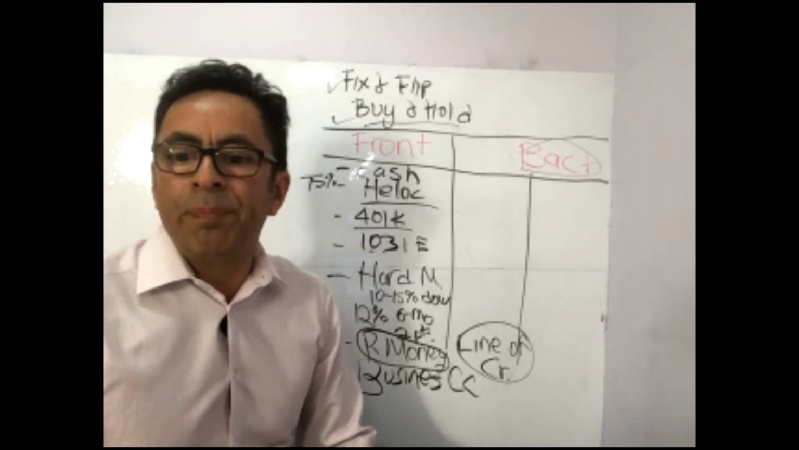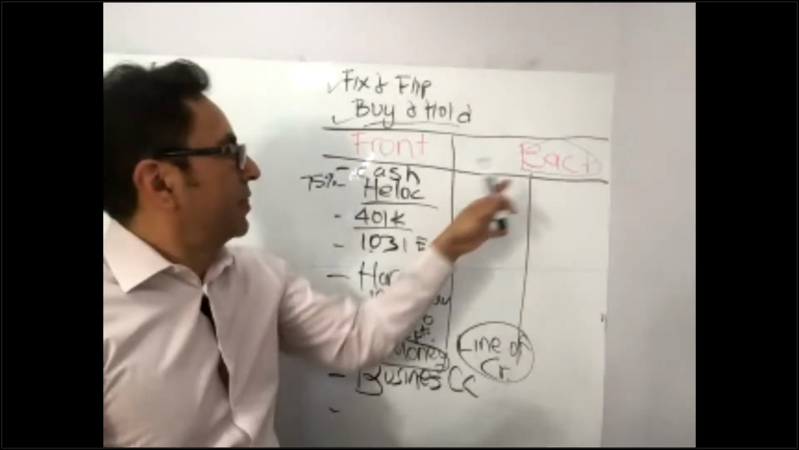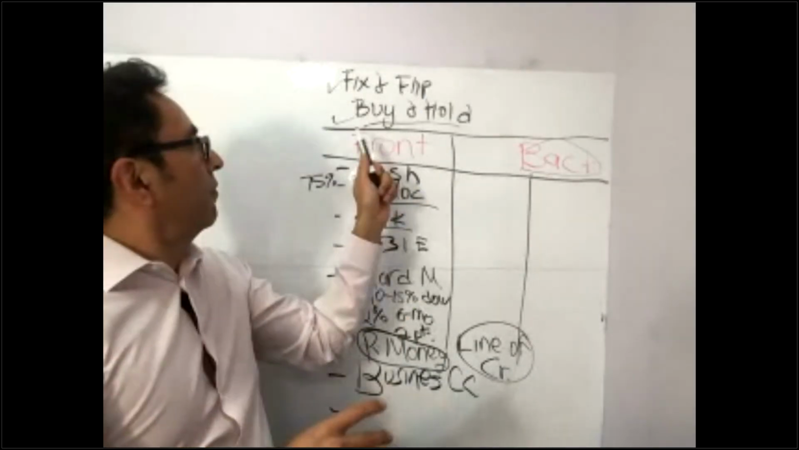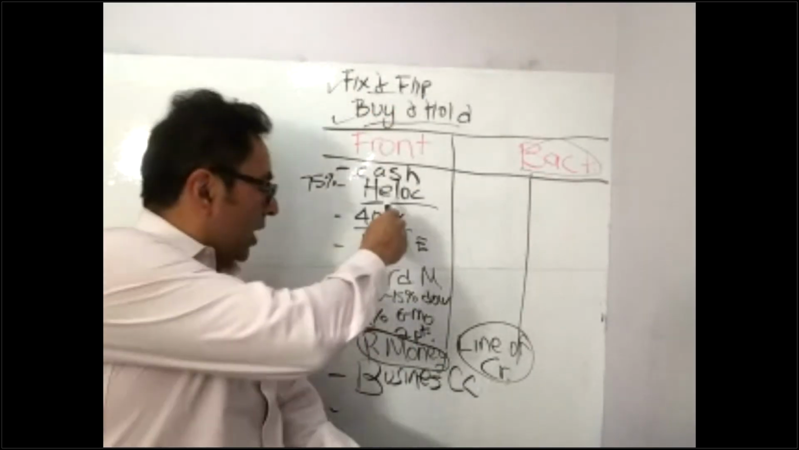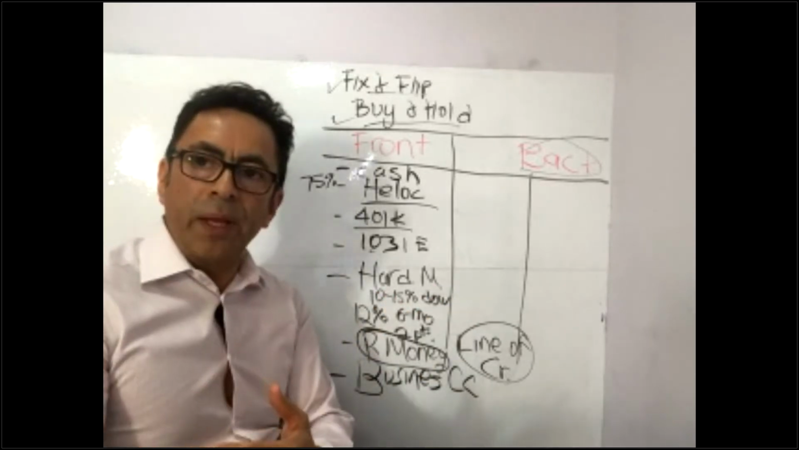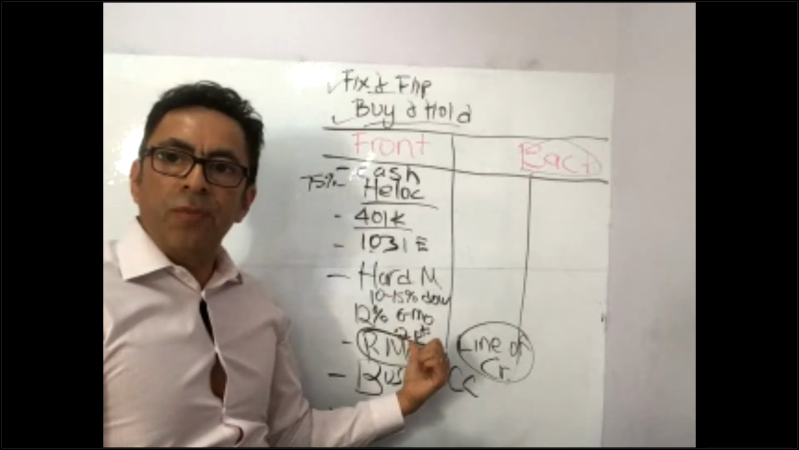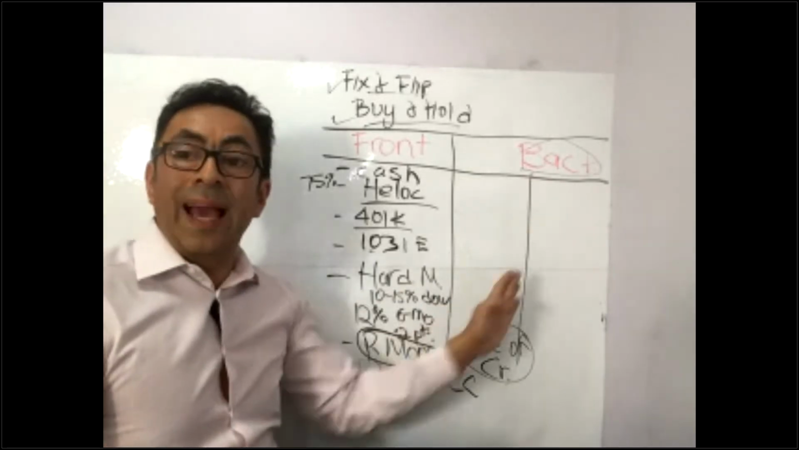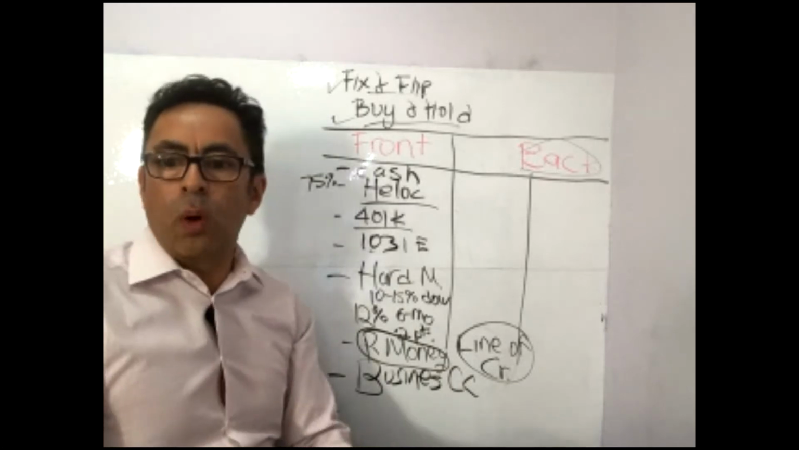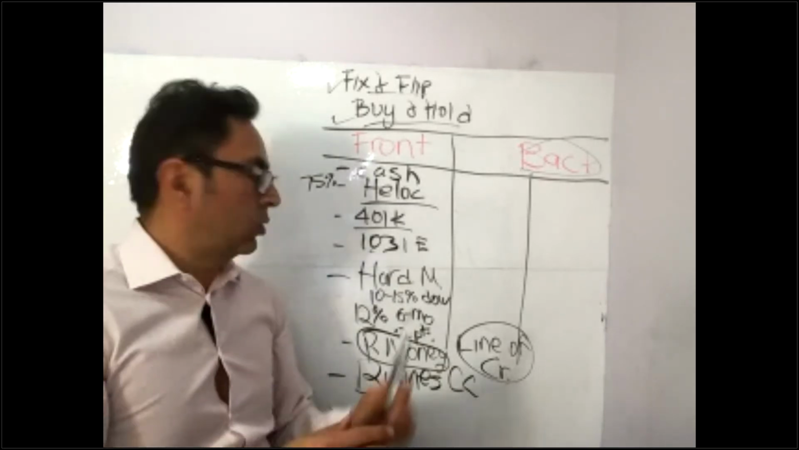Now, let's talk about the back-end financing. When do you use that? If you're going to fix and flip the property, you can use any of these sources. When you sell the property, obviously you're going to pay them off, so you don't need to worry about the back end. However, if you're going to buy and hold the property as a rental, guess what? You're going to need to pay them off.